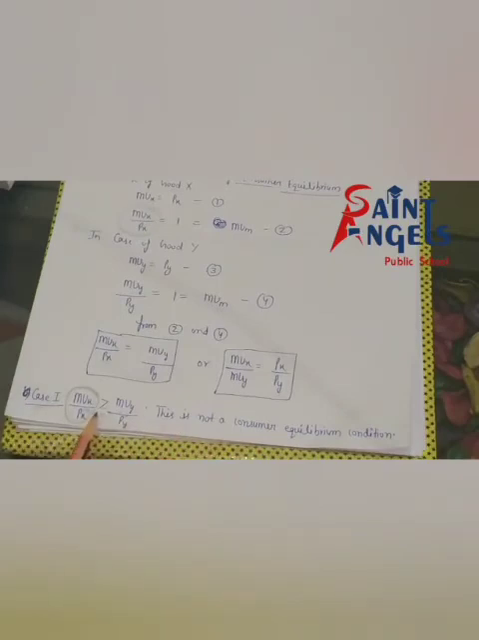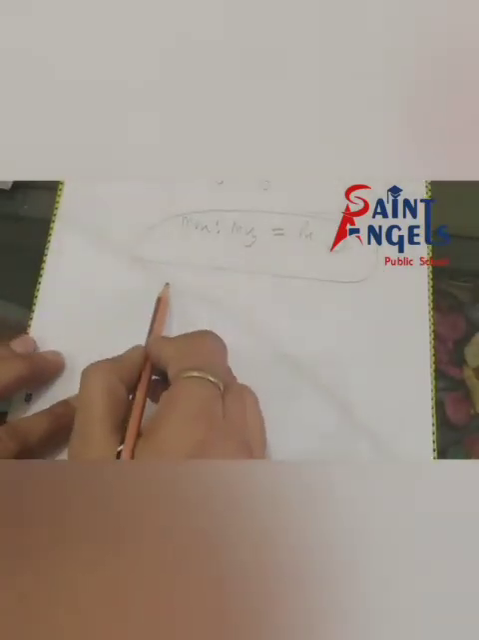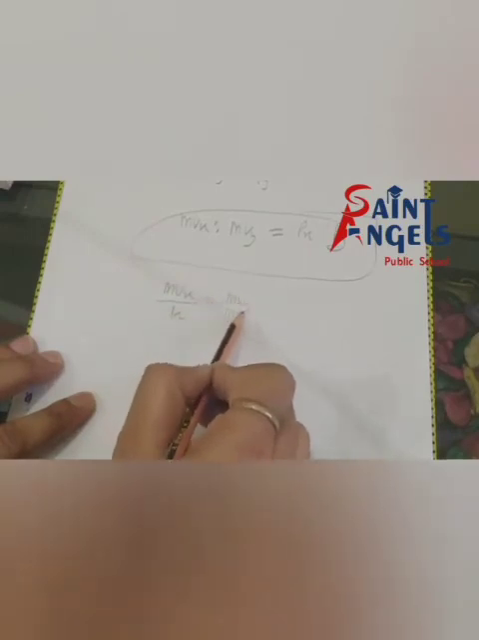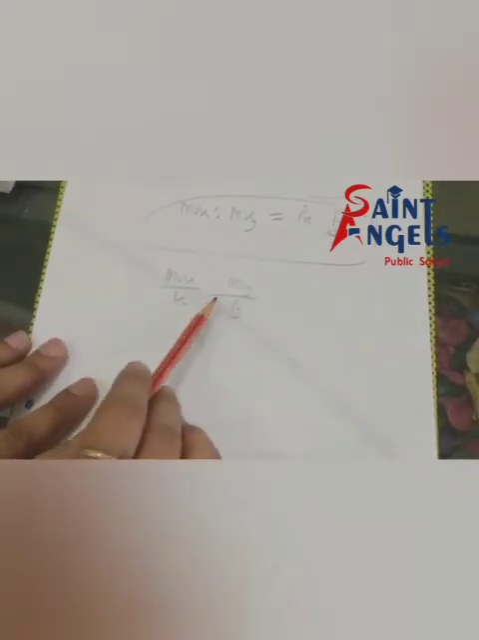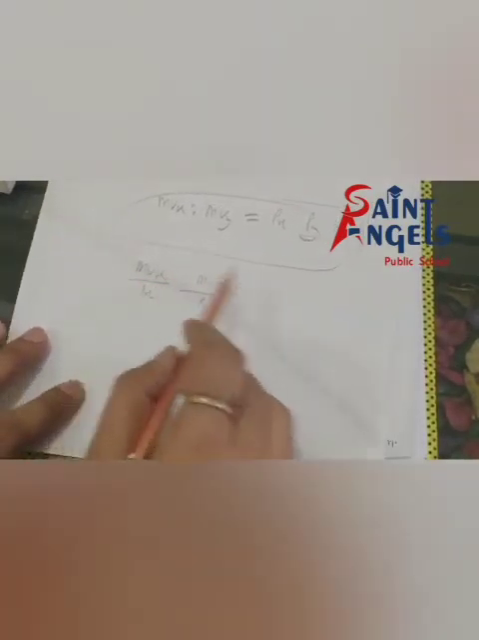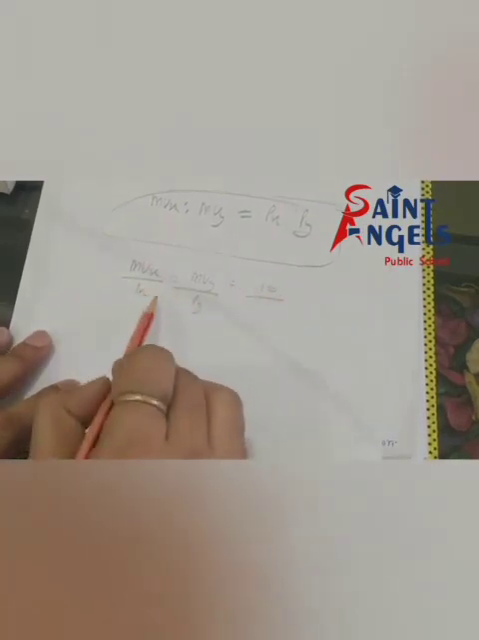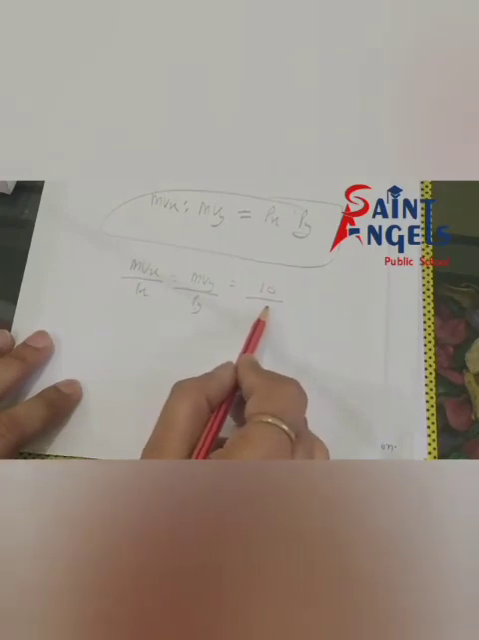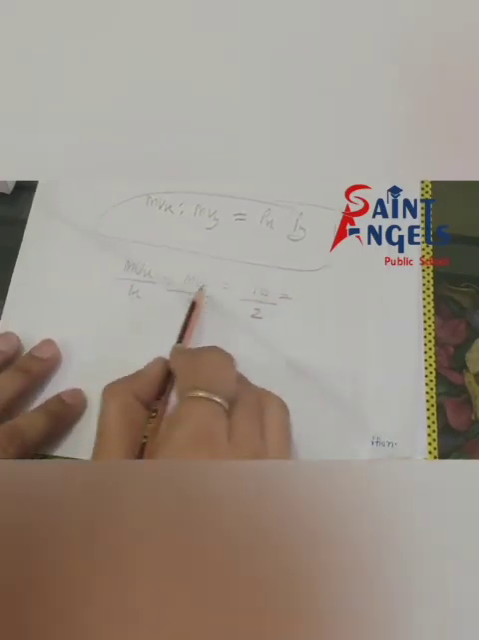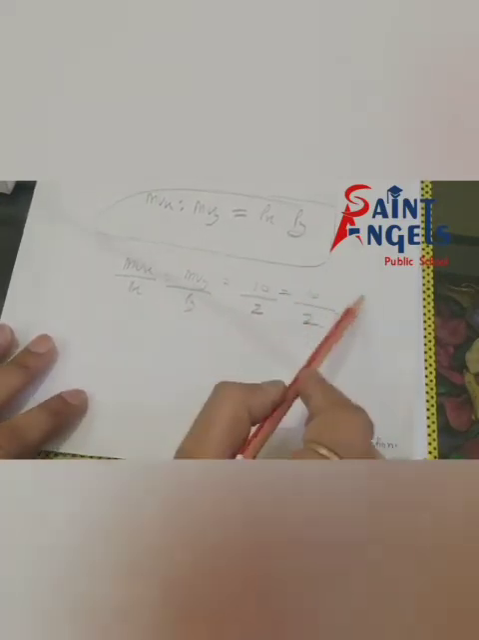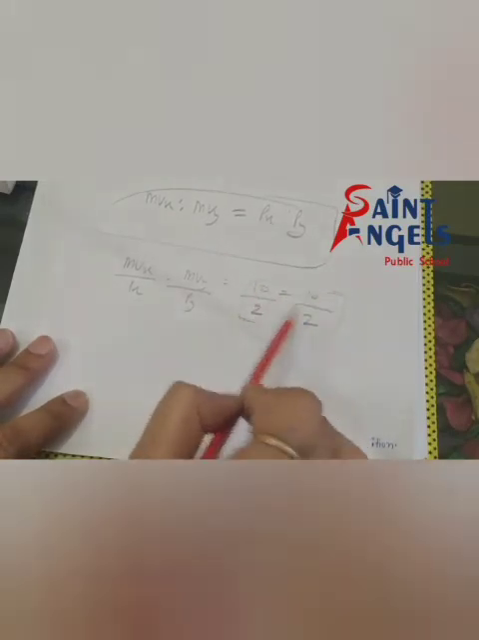See, let's take a numerical value to understand this. MU x upon Px is equal to MU y upon Py. Now MU x is equal to 10. Suppose I assume Px is equal to 2, MU y is also 10 and Py is also 2. Now this is the equilibrium condition.